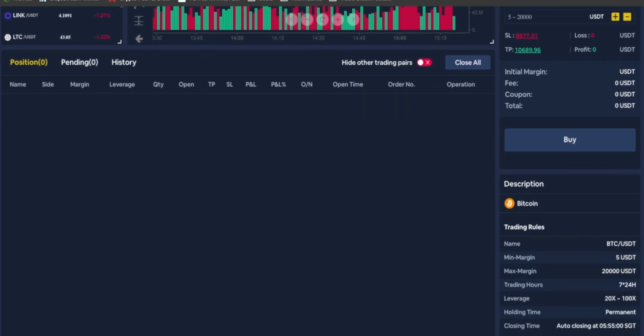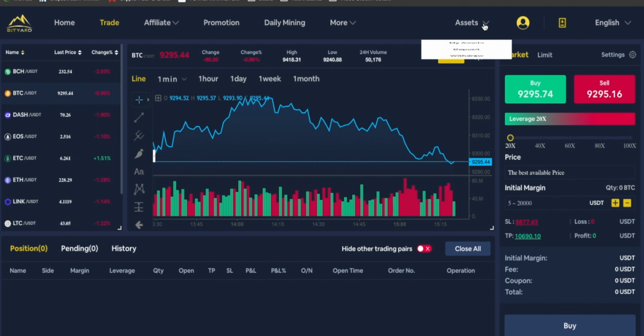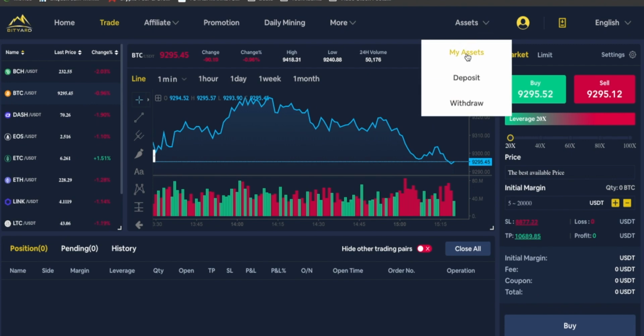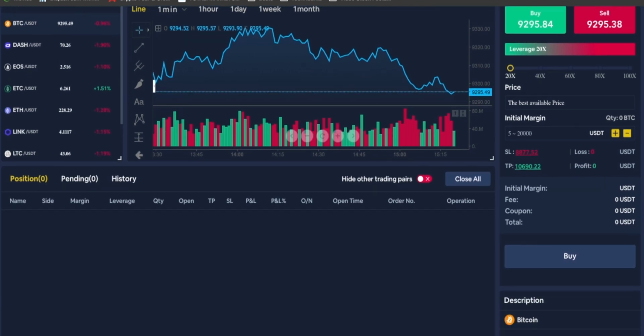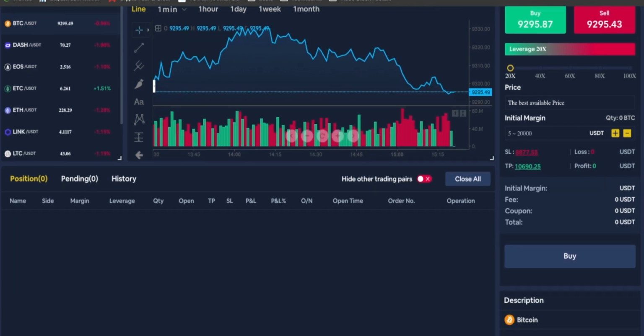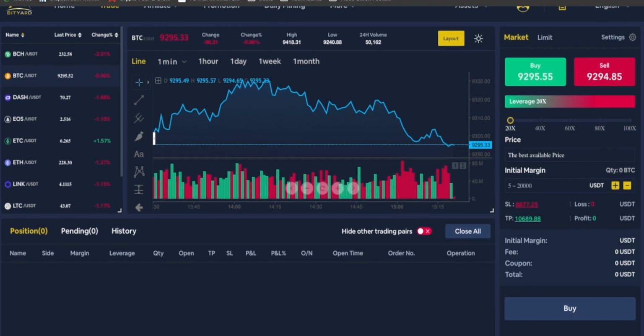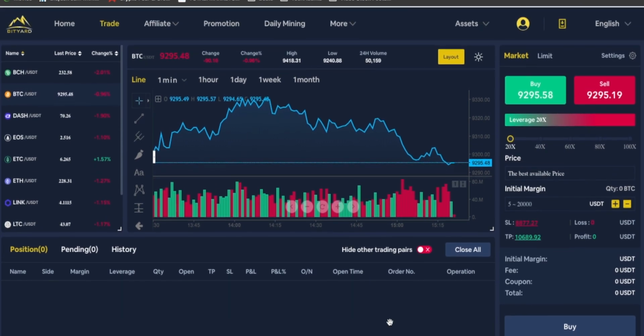Okay, so the most important thing that you need to know is you have your equity, which is the overall total balance of your assets, which is right over here. You can obviously get to deposit, withdraw, and you also have your balance, which is the amount that you have in your trading account and all that good stuff. So the margin is obviously indicated right over here. I am not in any position, so this is one of the reasons why it is showing 0 right there.